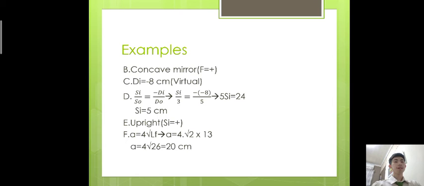F. To find the aperture, we use the equation A is equal to 4 square root of LF. Then we substitute the numbers. A is equal to 4 times square root of 2 times 13. A is equal to 4 square root of 26. It's equal to 20 centimeter.